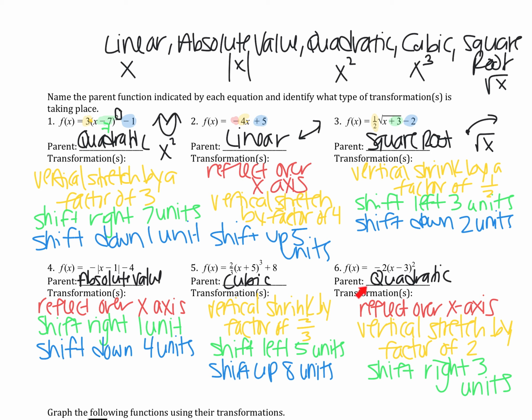Lastly, number 6, there's an exponent of 2, so it's going to be the quadratic function. In front is a negative, two different things, negative and a 2. Negative is going to reflect over the x-axis. That 2 that's being multiplied is going to cause a vertical stretch by a factor of 2. And lastly, the minus 3 inside is going to shift it right 3 units. So again, be careful when there's a negative and a number out front, it's going to do 2 separate things. Apply the negative first, reflect it, stretch it, depending on if it's bigger than 1, or if that number is between 0 and 1, we will shrink it instead.